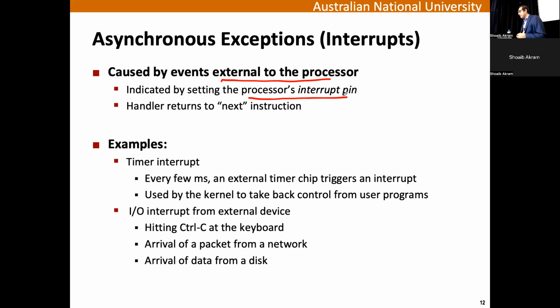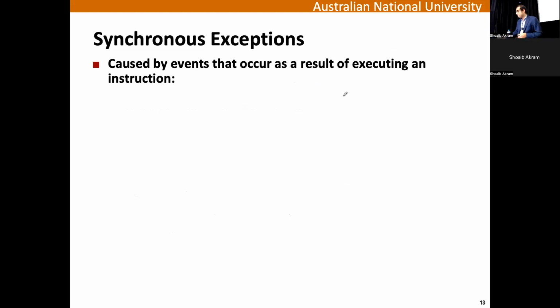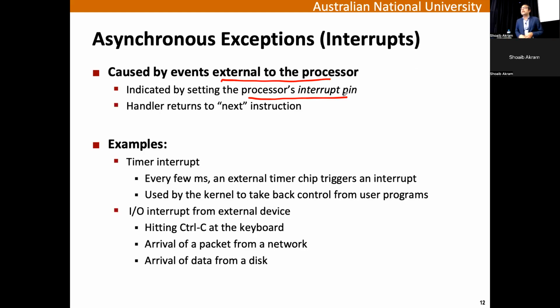And interrupts from external devices. When you press Control-C at the keyboard, when you're running a program at the terminal, you notice that something happens. The shell kills the program. A packet arrives from the network, or data comes back from disk. These are all examples of interrupts. So these are asynchronous exceptions. The program is doing something, and all of a sudden, an event takes place that is completely outside the control of the program or the processor.